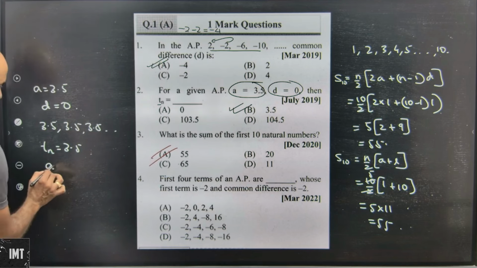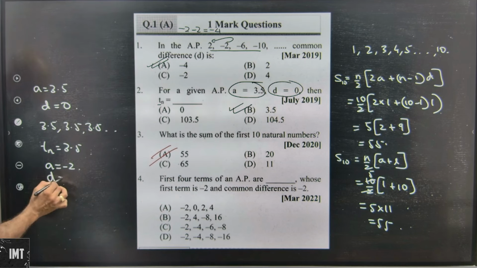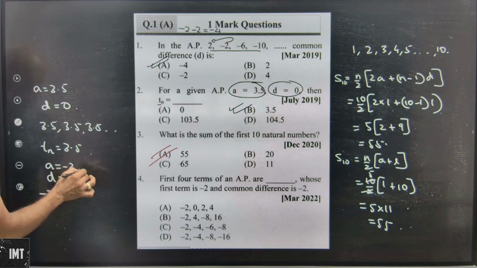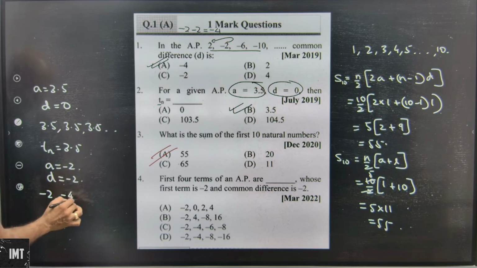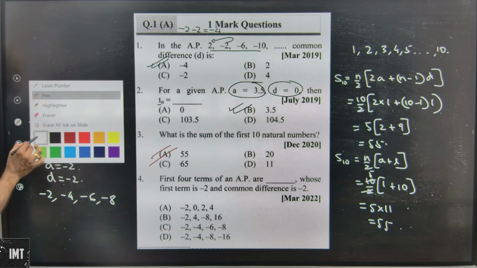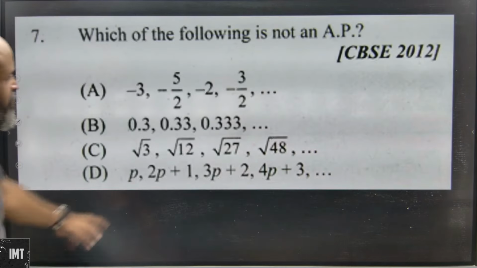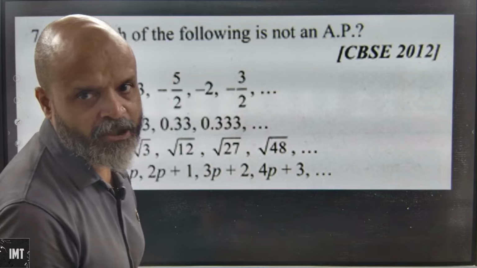First four terms of an AP, whose first term is minus 2. Here, we have the first term as minus 2 and whose common difference is minus 2. What will be the first four terms? Minus 2 plus minus 2, that will be minus 4, minus 4 plus minus 2, that will be minus 6, minus 6 plus minus 2, that will be minus 8. So the correct option here will be this. Pretty easy problems.